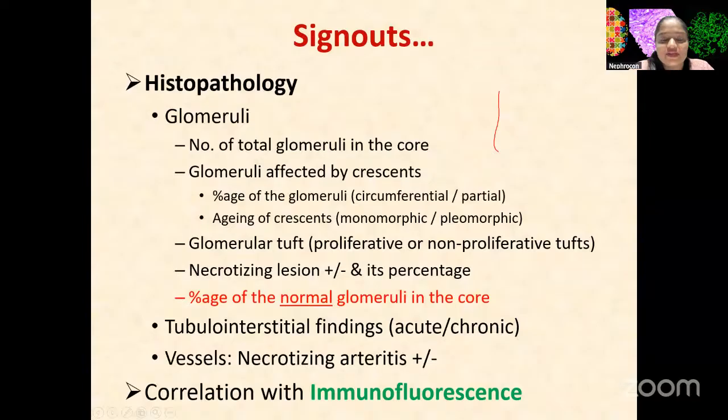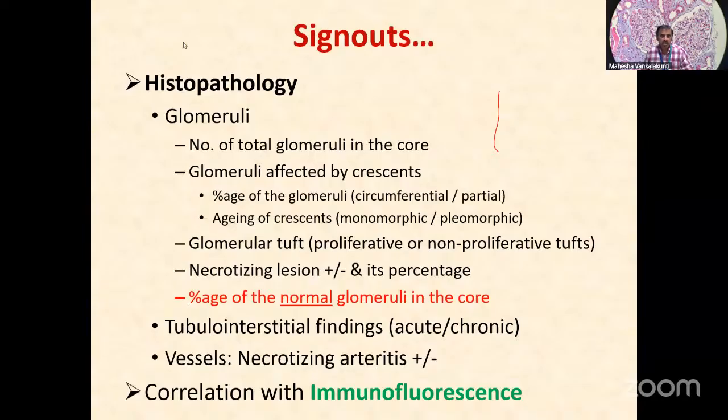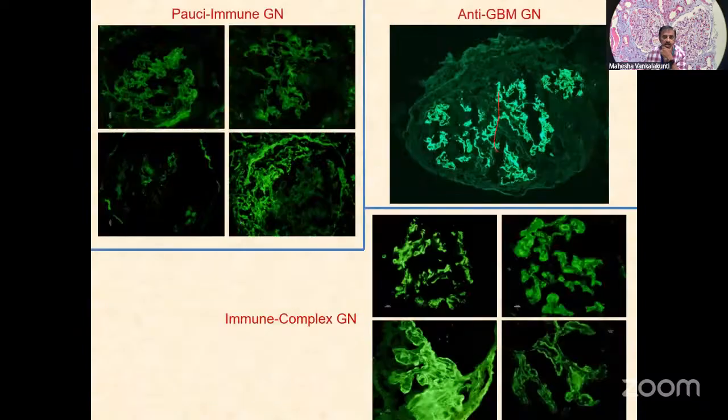We have to continue with another couple of slides. So in the side notes, it's the percentage of the gloms and the aging of crescents. I've mentioned this earlier. The immunofluorescence becomes key.